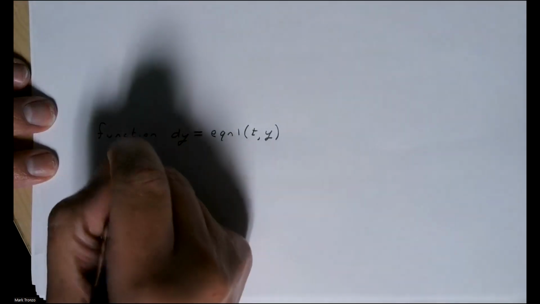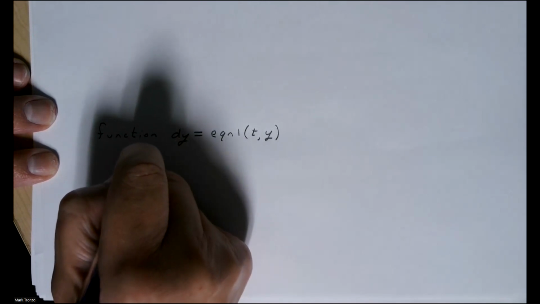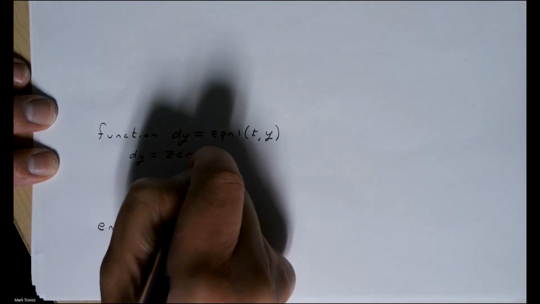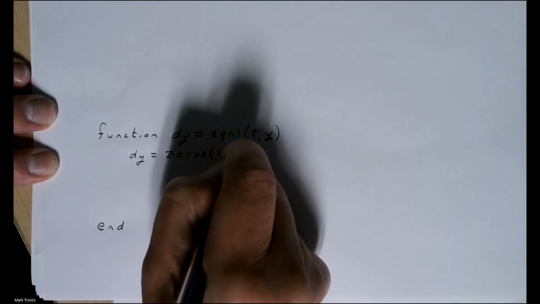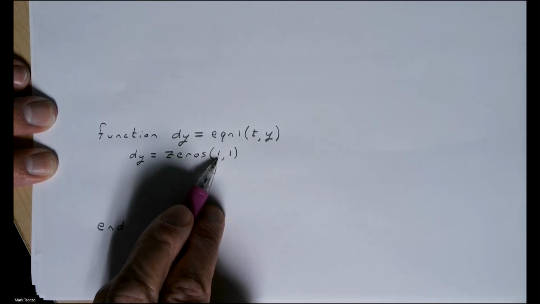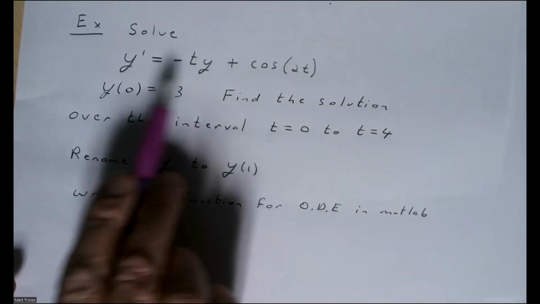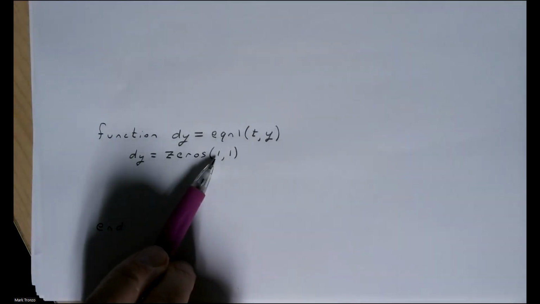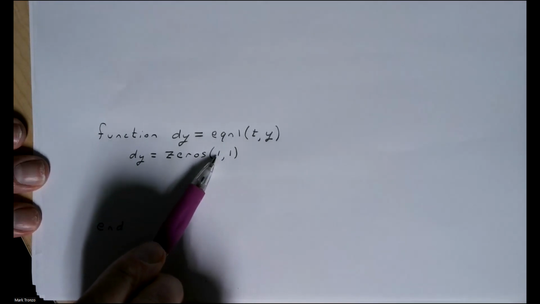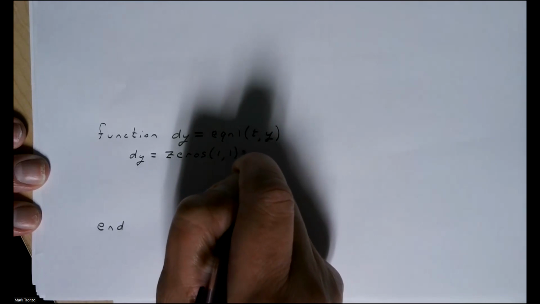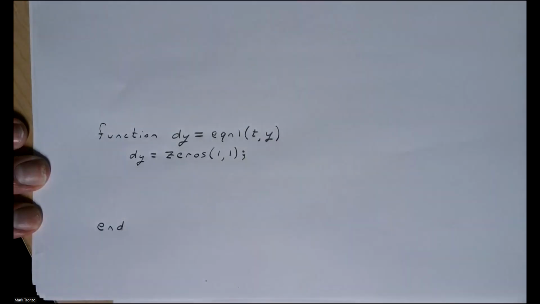Then the other thing is we're going to have to do dy equals zeros(1,1). This first number is always based on the number of dependent variables. In our case, we only have one, y. If there were 2, this would be 2. If there are 3, this would be 3. For our purposes, the second entry is always going to be 1. And we can put a semicolon here to suppress the output.